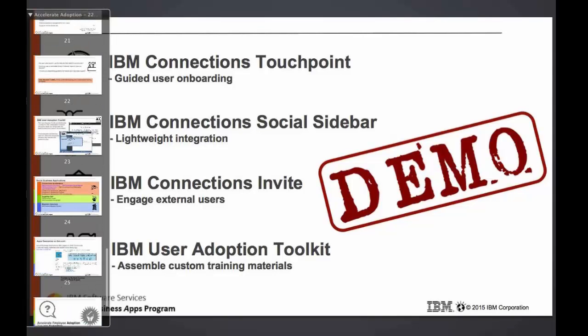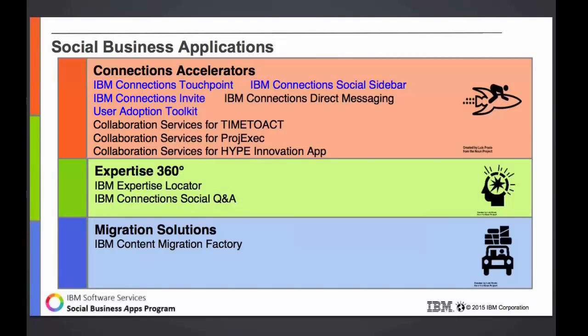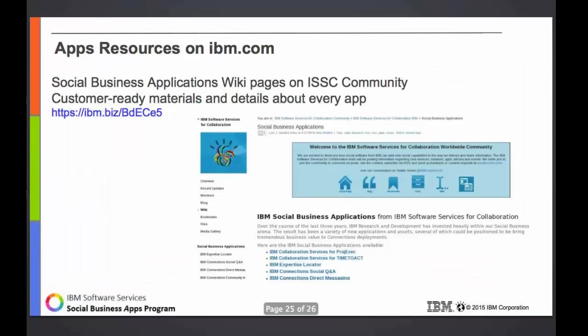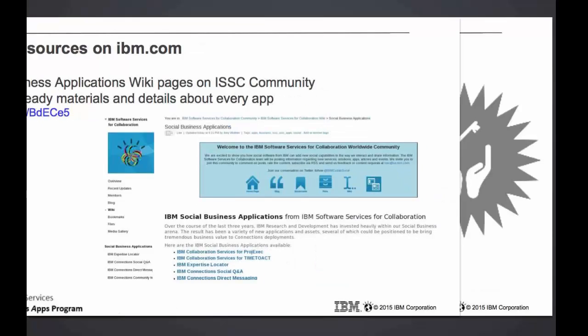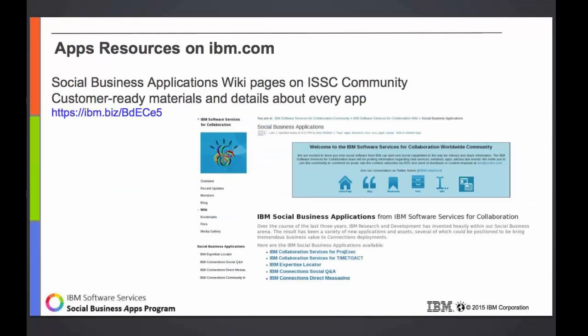Now, these four items were part of the overall social business applications catalog that I mentioned. We also have an external community on IBM.com. The link is in the slide here, where you'll find this overview presentation as well as specific information on each of the applications in the catalog.